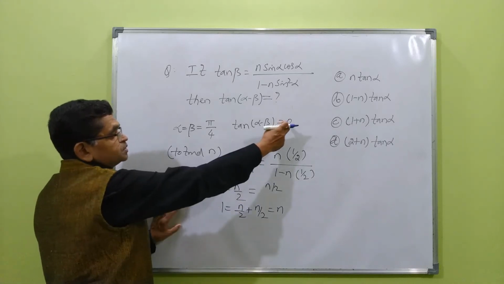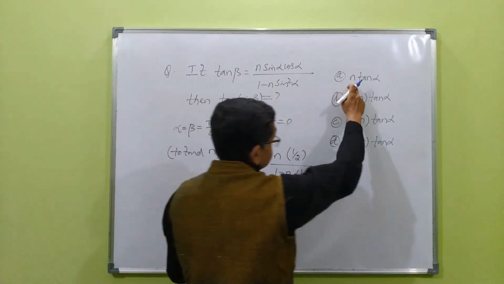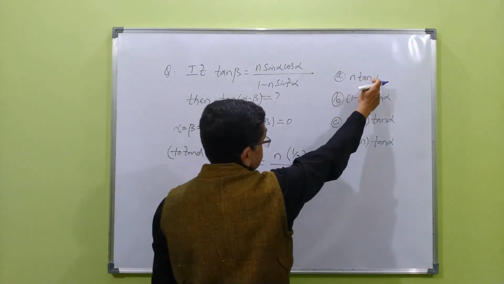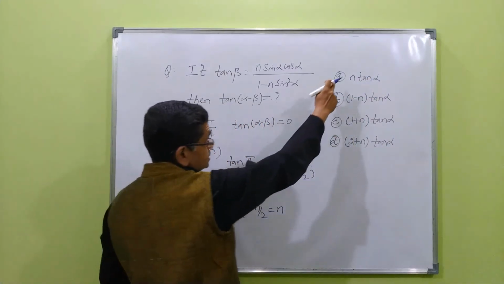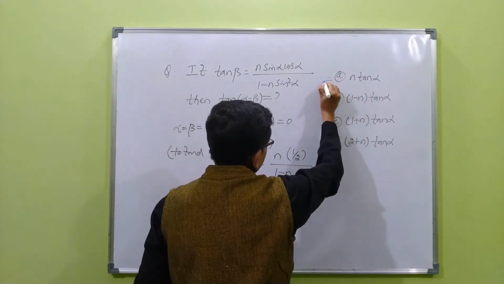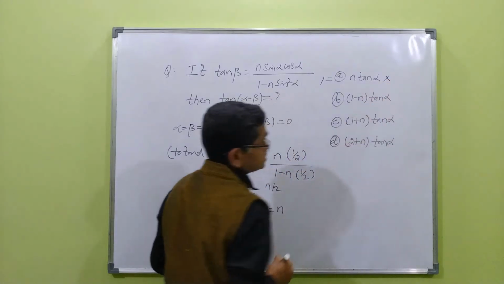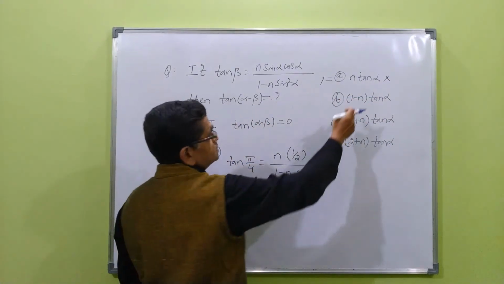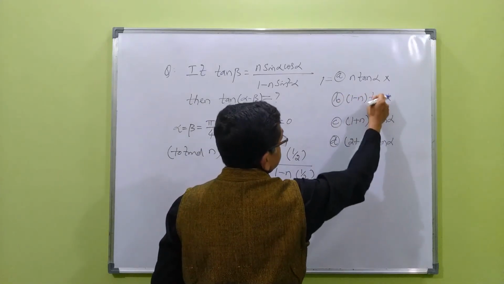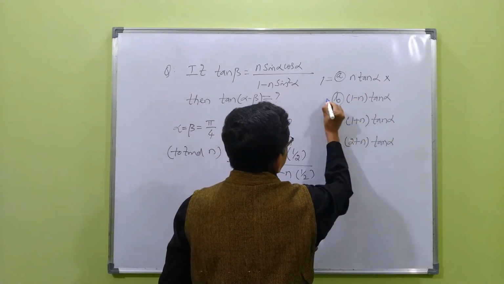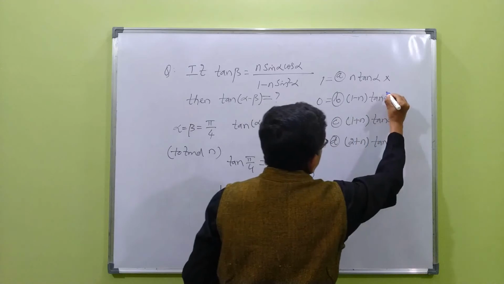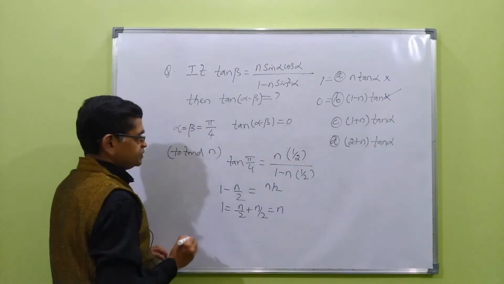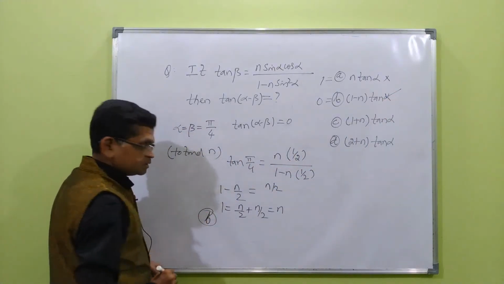Now the answer should be 0. So if you substitute n is equal to 1 and alpha is equal to pi by 4, then this will be, the answer will be 1. So this is not the correct answer. If you put n is equal to 1 here, this is 0, whatever may be the tan alpha, so this will be 0. So this is the correct answer. So B is the correct answer.